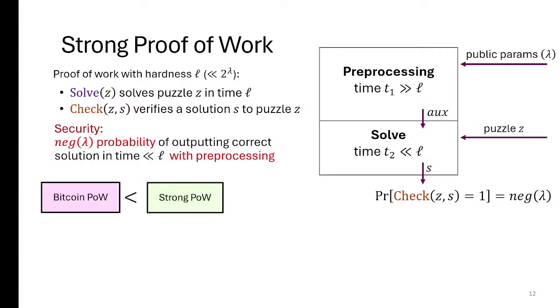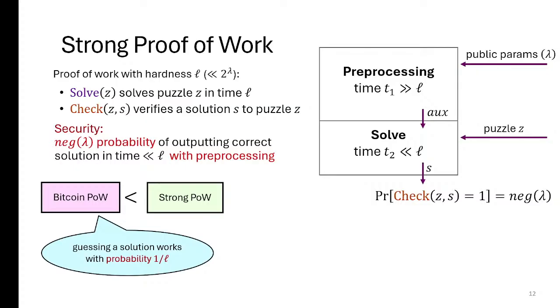Why is this different from something like the Bitcoin proof of work? In Bitcoin, they're guessing a solution that works with probability 1 over L, so the security parameter and the hardness parameter are sort of tied together. Here we really want negligible probability of succeeding in cheating. This is, by the way, implied by proofs of sequential work, so those are stronger than this strong proof of work. It seems to be somewhere in the middle.